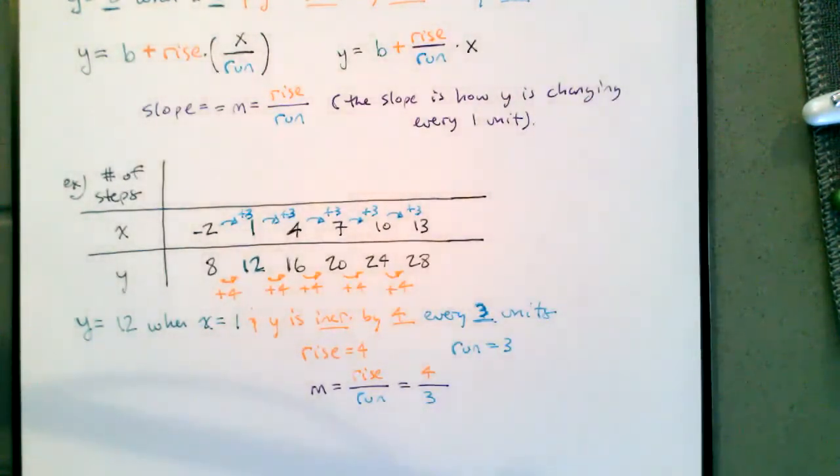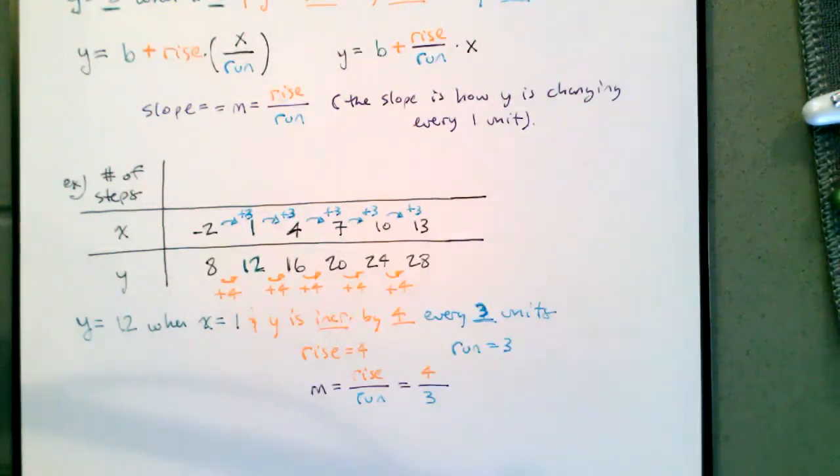So we still see that run of 3 for a rise of 4. But we're starting off when x equals 1. So instead of looking at negative 3, 0, 3, 6, 9, and 12, everything shifted 1 unit over. So negative 2, positive 1, 4, 7, 10, and 13. Everything shifted over 1 because we're starting at 1 and not 0.